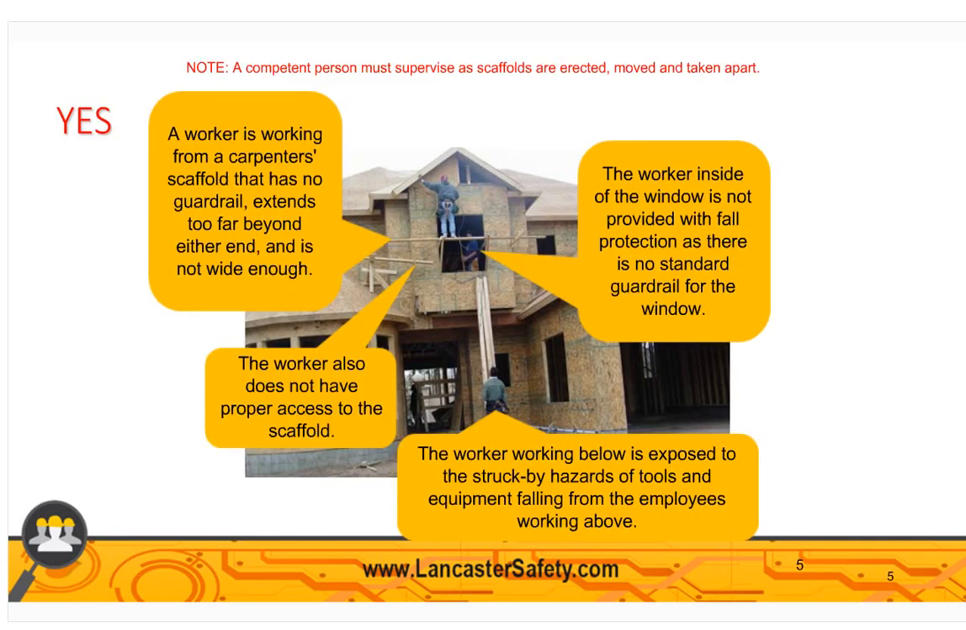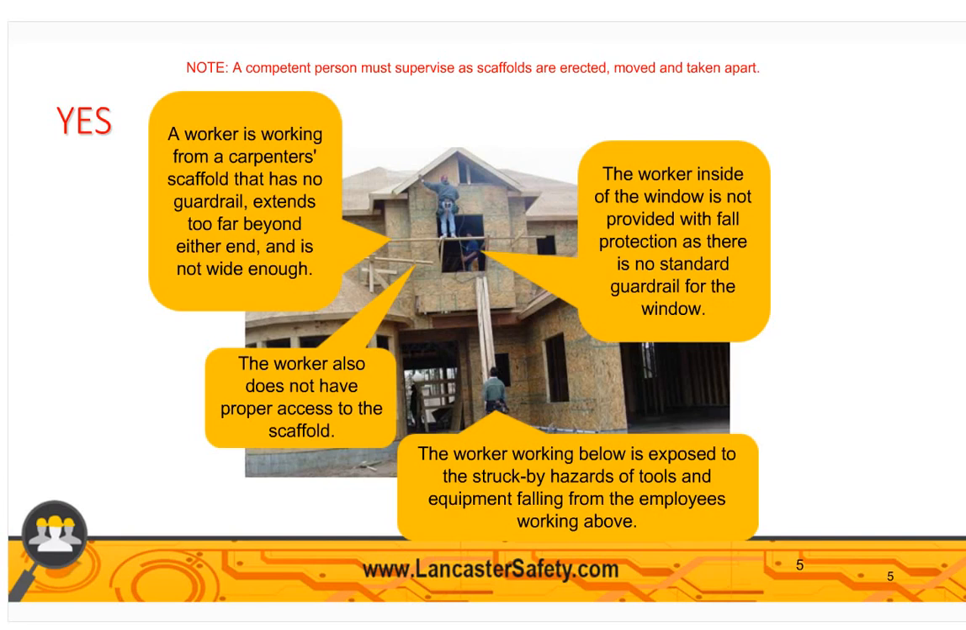Okay, hopefully everybody at least identified a few issues going on with this residential construction job. Let's start off. One of the first concerns is that there's a worker working from a carpenter's scaffold that has no guardrail, extends too far beyond either end, and is not wide enough. Essentially, it looks like it's a 2x6 that the employee's standing on. The worker does not have proper access to the scaffolding. So in this case, we don't see a ladder, we don't see a set of stairs. Even if the employee climbed out of the window, in some cases that may be adequate to get onto scaffolding, but not in this type of situation.